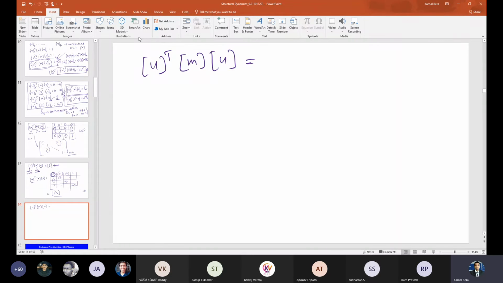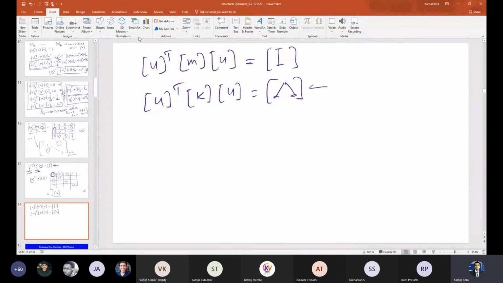Okay. So U transpose M U is an identity matrix. U transpose K U is a spectral matrix, right, with diagonal. This is nothing but the omega i square in the diagonal, so a diagonal matrix of omega i square. And this is just an identity matrix. So you see we are able to uncouple it because of the diagonal equation. This is also diagonal.